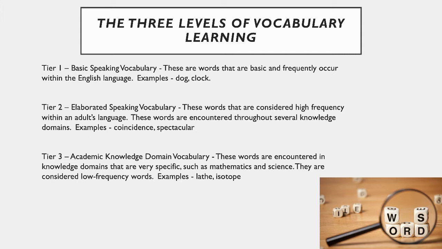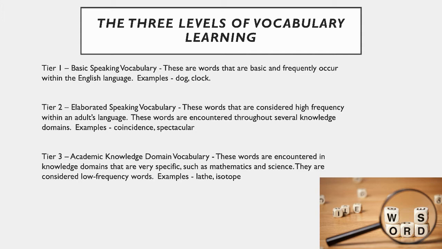Tier 2 is the elaborated speaking vocabulary, and there are approximately 7,000 words that do require explicit instruction. They're generally considered high-frequency words within an adult's language and often spoken by well-educated people. The words are encountered throughout several knowledge domains, and 2 examples are coincidence and spectacular.